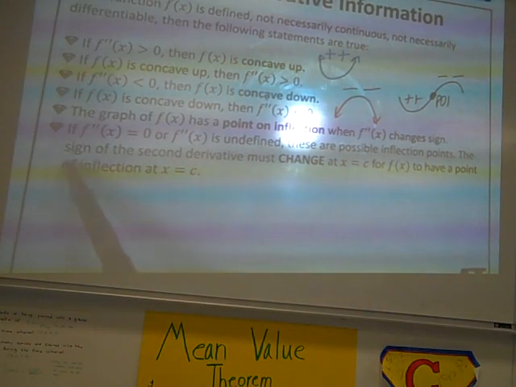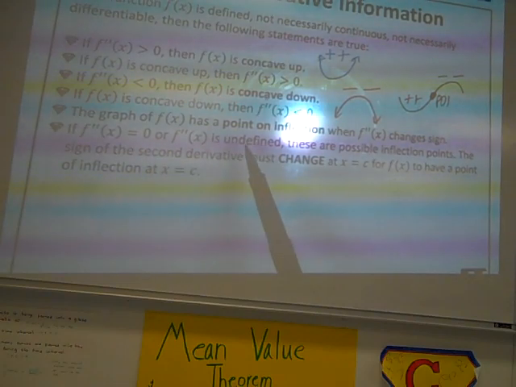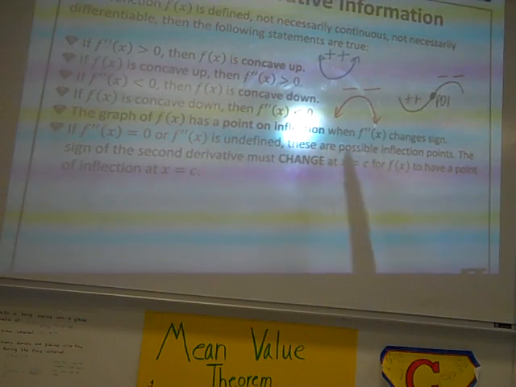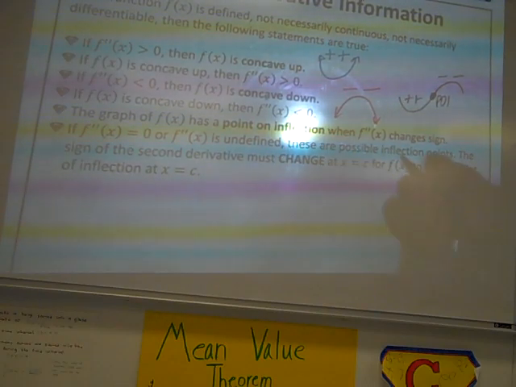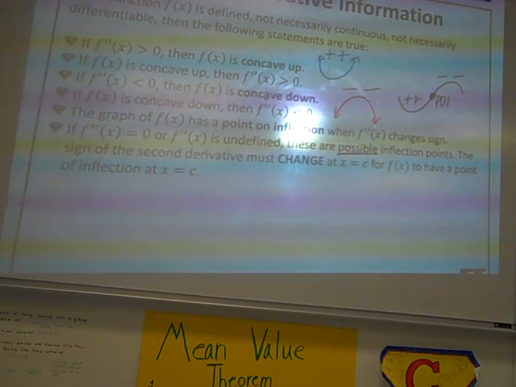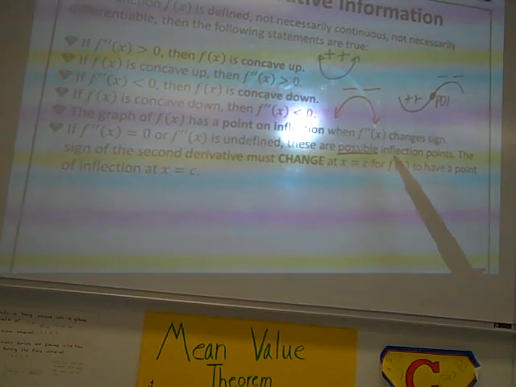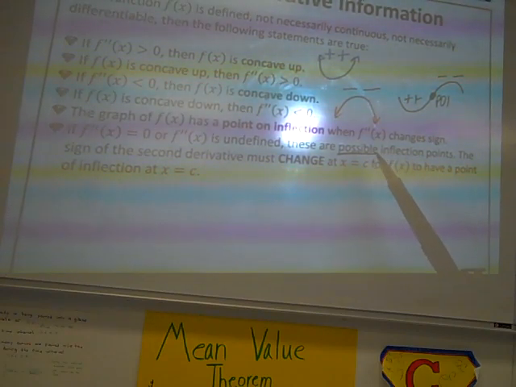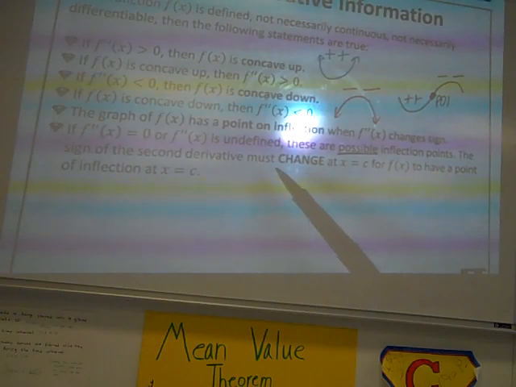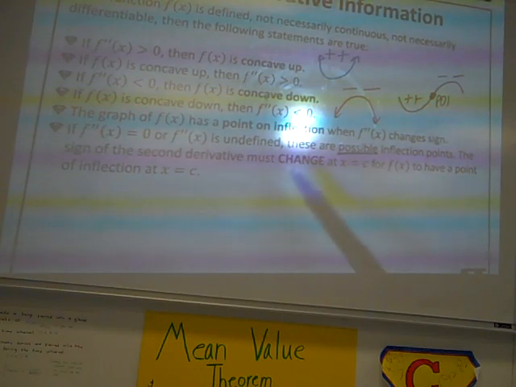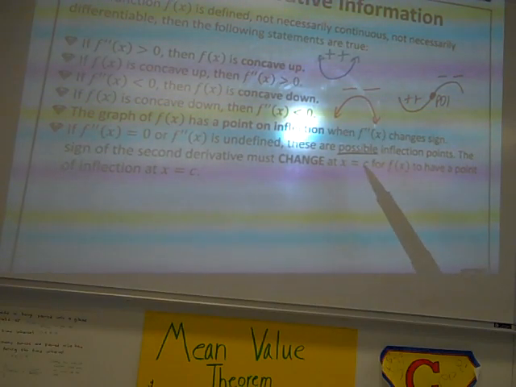Lastly, if the second derivative is equal to 0, or if for some reason the second derivative is undefined, these are possible inflection points. Emphasis on possible. Not a guarantee, because the only guarantee of an inflection point is that the sign of the second derivative changes. That is a change from positive to negative, or from negative to positive.